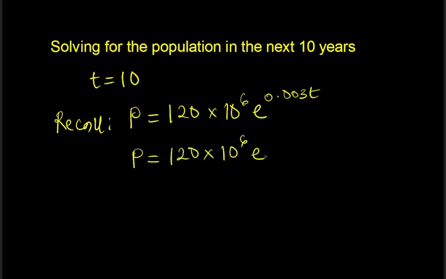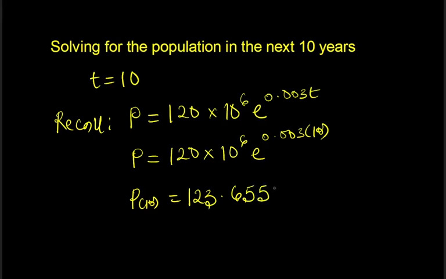So by substituting the value of t, we will have that p is equal to 120 times 10 to the power of 6 exponent 0.003 times 10. If you multiply this, then you are going to have that your p of 10 is equal to 123.655 times 10 to the power of 6.